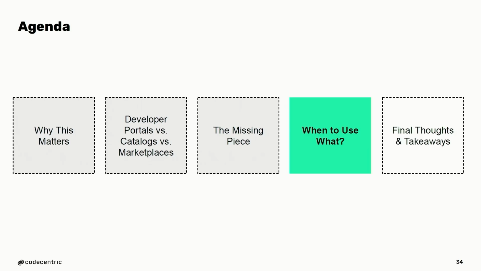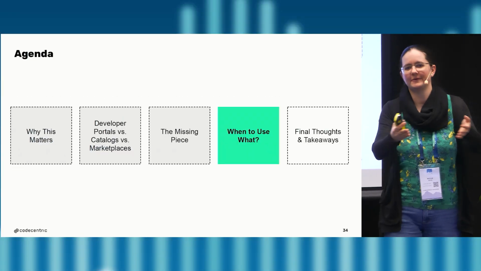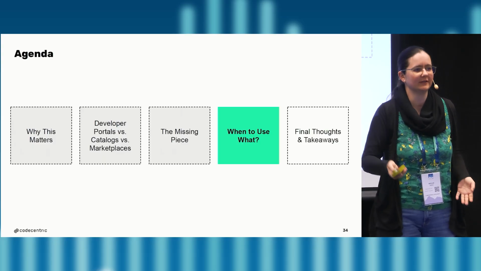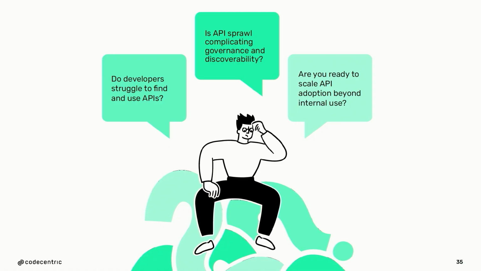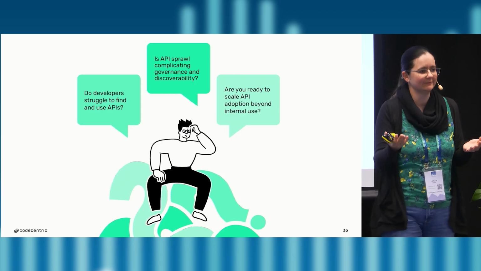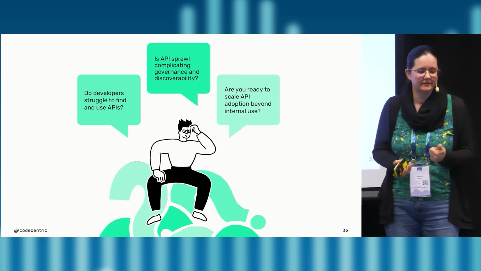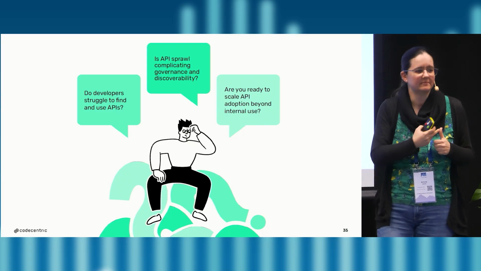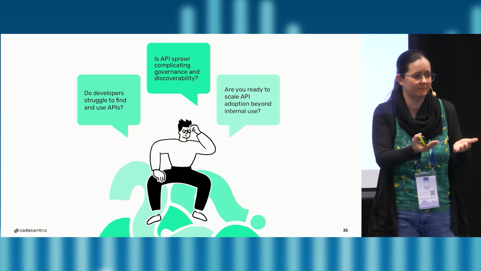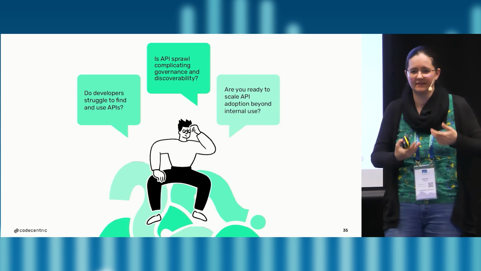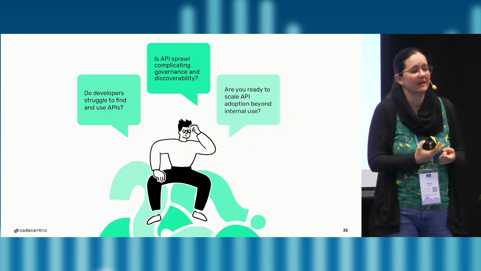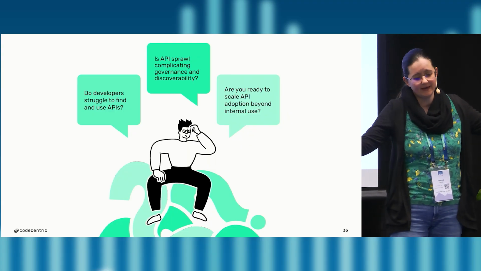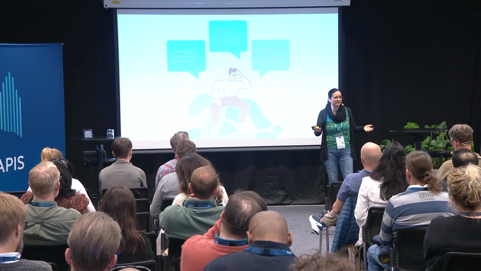So the final question, when to use what? Now we have 4 buzzwords, but when should we use which one? And how should we call our tool if we have one, right? So first of all, think about what's the main problem you want to solve with the tool, right? What are the problems? For example, do your developers struggle to find and use APIs? Yeah? Do they struggle because they don't know how to get the tokens, how to get the keys, how to get the technical documentation? Or do you have a problem with API sprawl? You have many APIs, you have not much governance, not much discoverability.